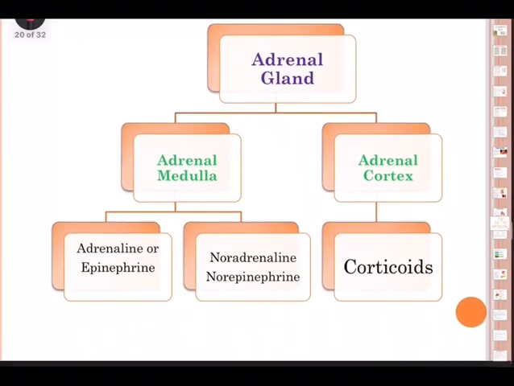And what do they secrete? The adrenal glands have these two areas. One, the adrenal medulla, secretes two important hormones. These are very, very important for us: adrenaline or epinephrine, and noradrenaline or norepinephrine. And the adrenal cortex, of course, secretes corticoids.